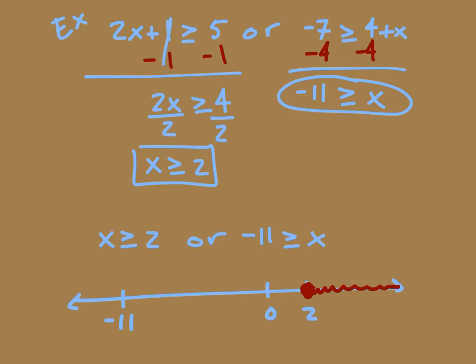All right, when -11 is greater than or equal to x, x is smaller than -11. So same thing, I'm going to use the colored-in dot, and I'm going to shade that to the left, okay? And that's how I would graph that.